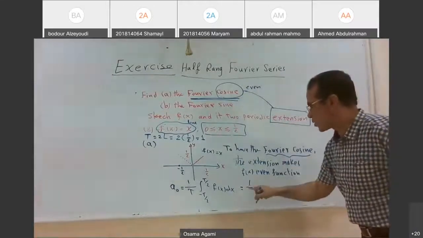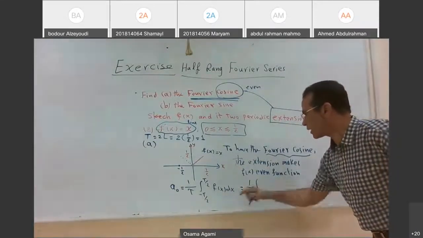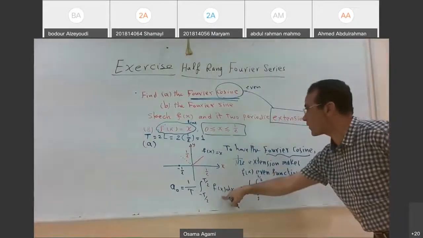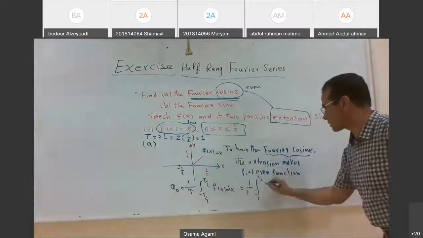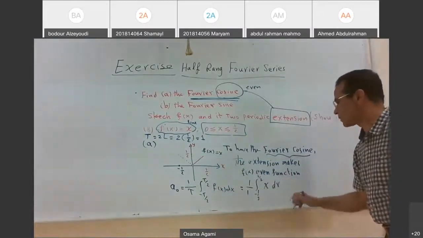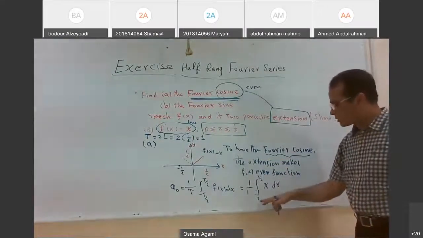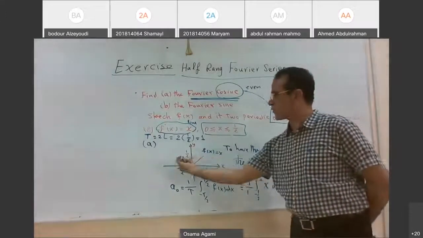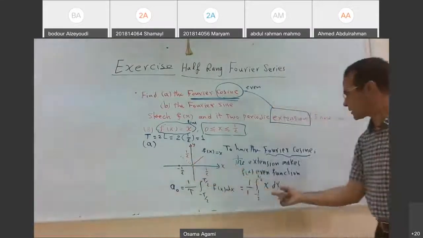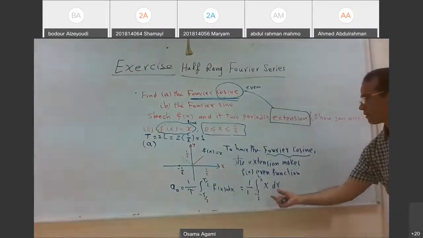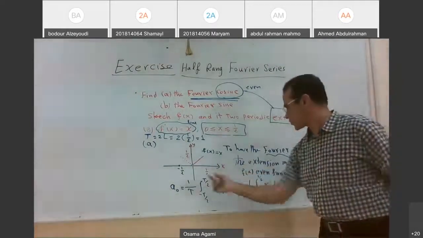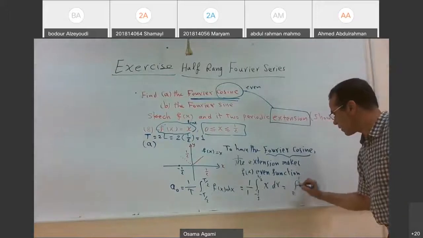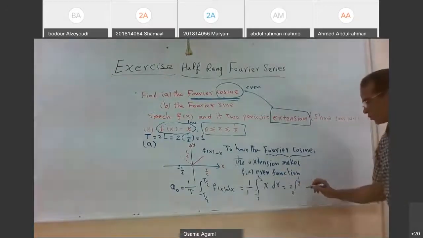So 1 over 1, integrating from minus half to half. What's your f of x? It's x, dx. Now you cannot integrate from minus half to half straightforwardly, because the two sides are different. But since this is completed as an even function, I can take the integration from 0 to half and multiply by 2.